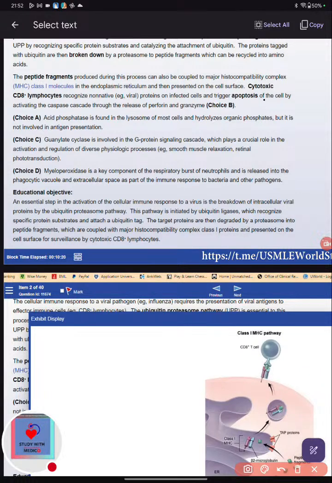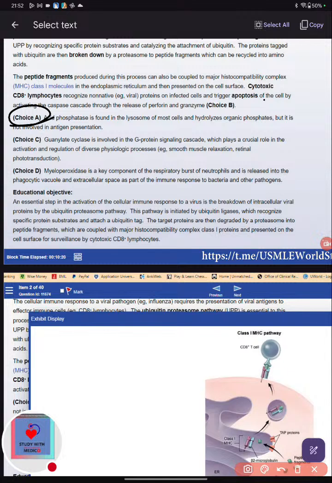The infected cell is recognized by the CD8 positive lymphocytes, then the proteins on the infected cells are recognized and the trigger is there for the apoptosis of the cell by activating the caspase cascade through the release of perforin and granzyme.